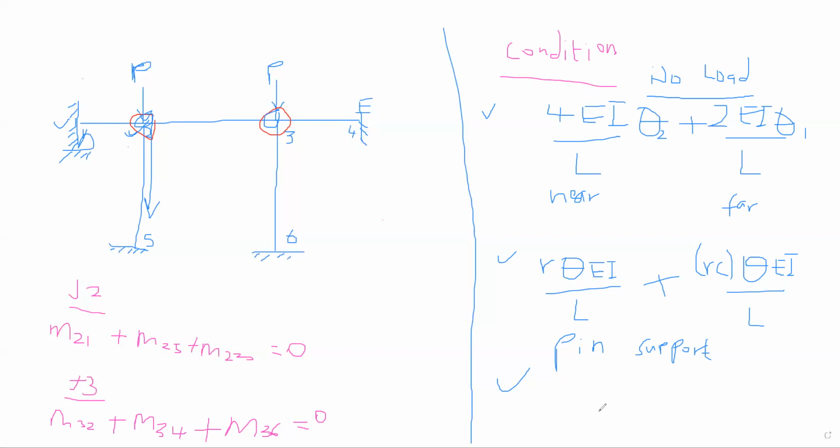So what you do is that at the near end, you apply 3 EI theta at the near end over the length. Okay. That's it. You don't apply anything at the far end because we assume the far end, which is this one, will go to 0. Okay.